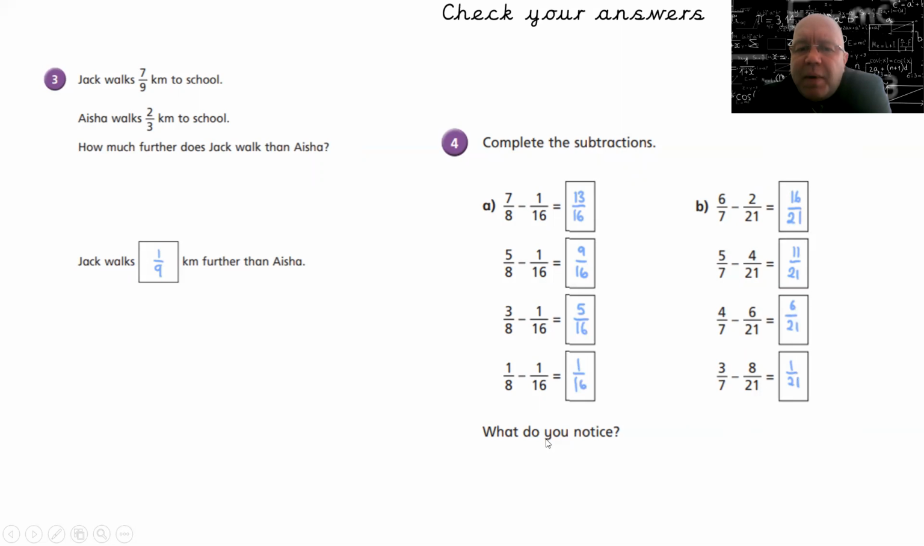The what do you notice bit is for A, we're reducing by 4/16 each time: 13, 9, 5, 1. And for B, we've gone down 5/21 each time: 16, 11, 6, 1. Okay.